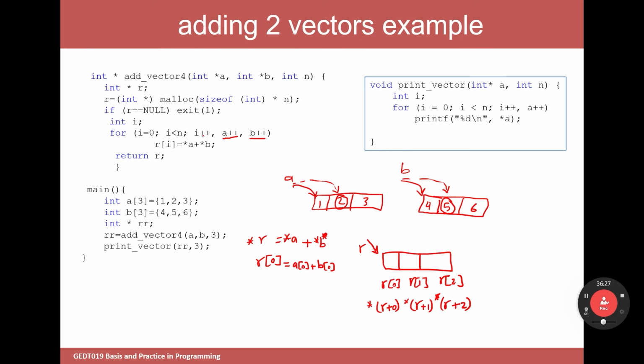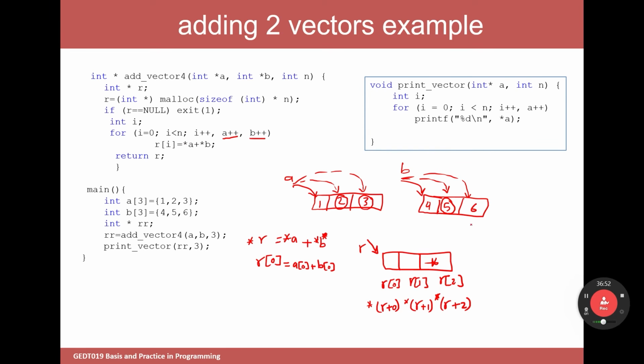Next time, because I is increasing, A is increasing and B is increasing. That means A now is pointing to this one, and B is pointing to this one. And R increased also, R became 2. So now R2 equals the value of pointer A. The value of pointer A is this one.